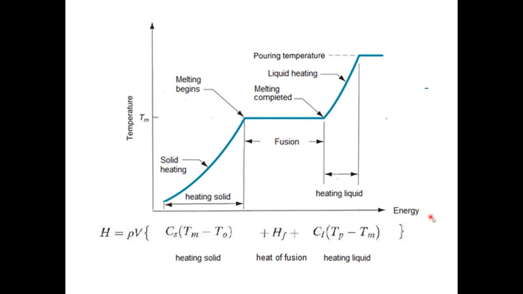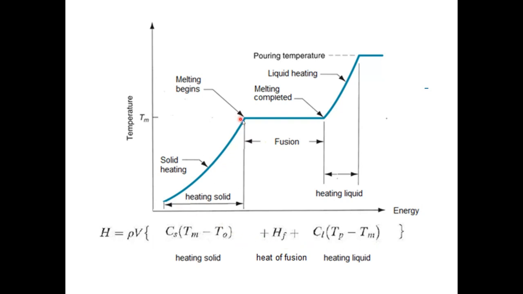Indeed, this is the equation which I have written down here. The total heat is a sum of three heat components, and those include heat of solid, plus heat of fusion, plus heat of heating the liquid to bring its temperature from melting temperature to pouring temperature.